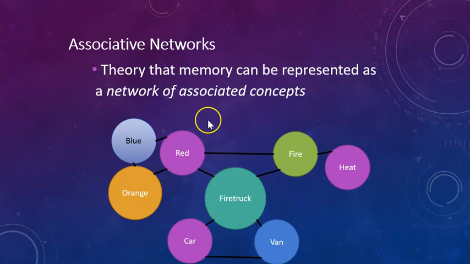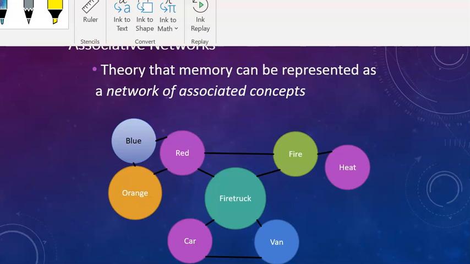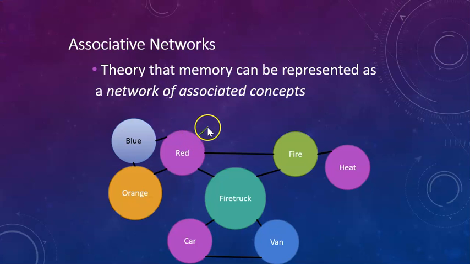Now, we could even make another diagram where we could connect red to, say, another circle that's an apple, because apples are red, right? So you can see how things can be connected and can be associated together, even though we wouldn't normally group them together.